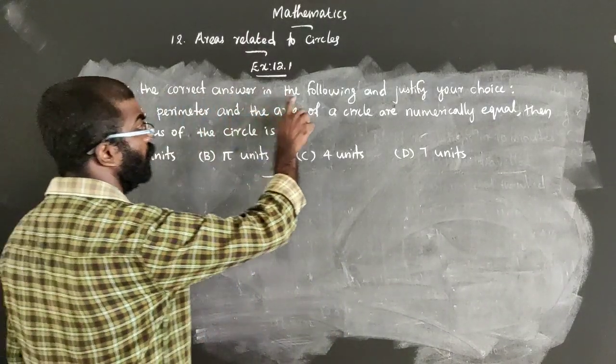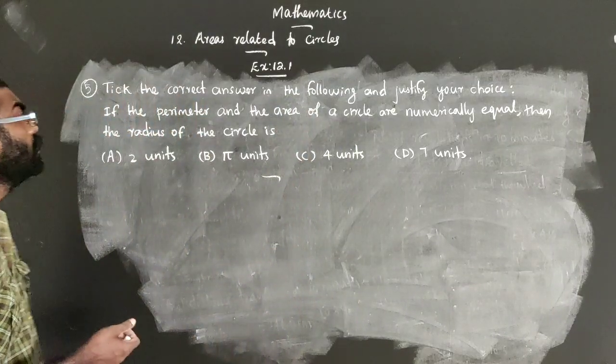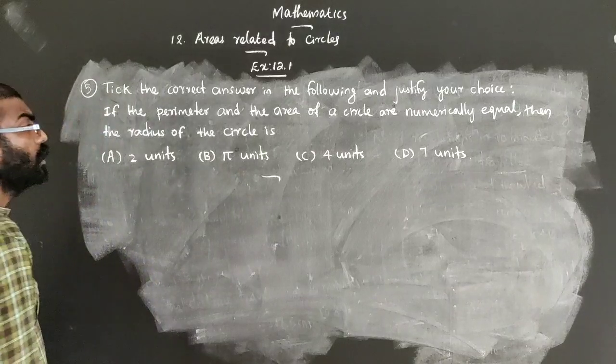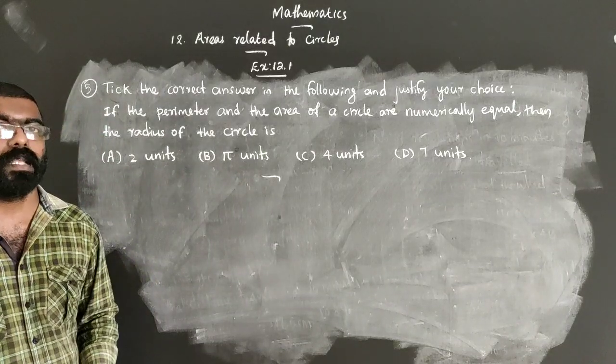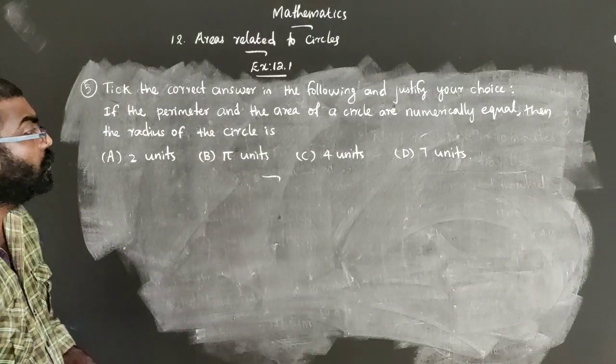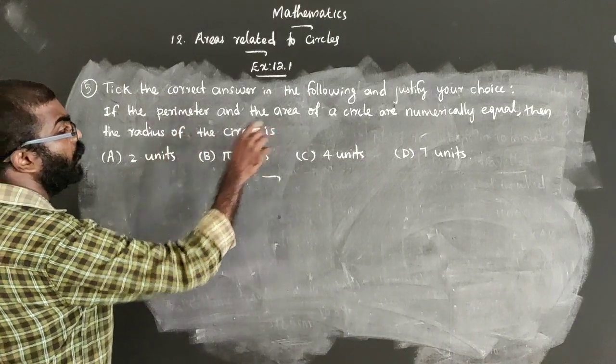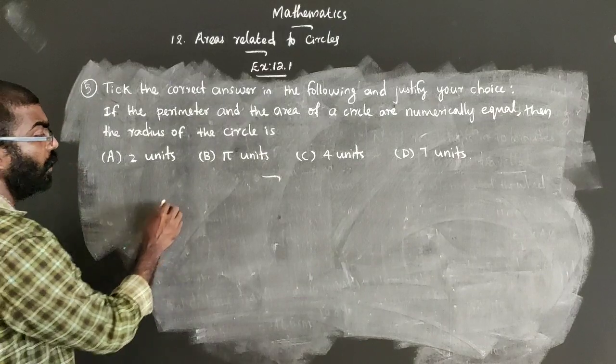Now we move on to the last question in this exercise. Take the correct answer in the following and justify your choice. If the perimeter and area of the circle are numerically equal, then the radius of the circle is, 4 options are given, we have to find the correct one. So here it is given that perimeter and the area of the circle are numerically equal.